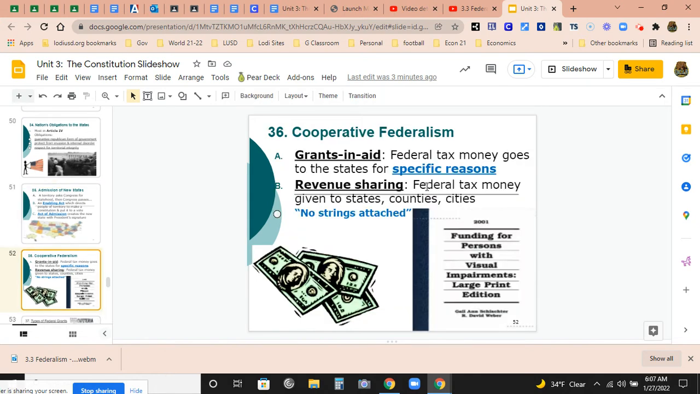Okay, cooperative federalism. These are federal programs with money involved. Grants and aid. This is federal tax money that goes to the state for specific reasons. And then you have revenue sharing, federal tax money given to the state, county, cities, no strings attached. It basically just goes into the general fund.